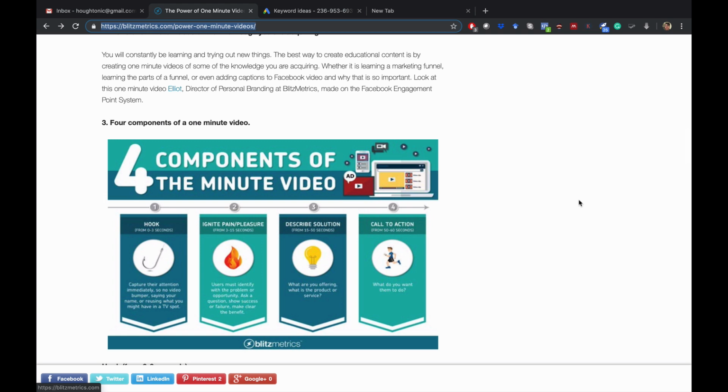So probably the majority of your time will be describing the solution. What are you offering? What is the solution? If it's a business thing, what's the product or service that you're offering? And what would you like people to do with it? So these are the 4 main steps. This is a fairly universal framework that I've seen used many times in many different areas.